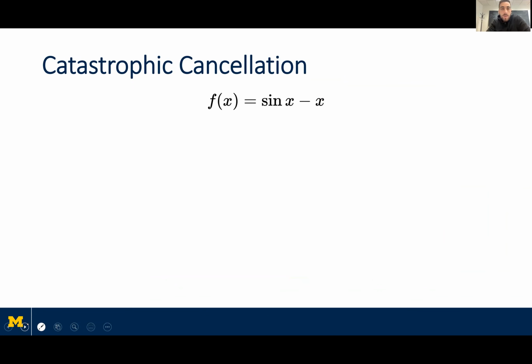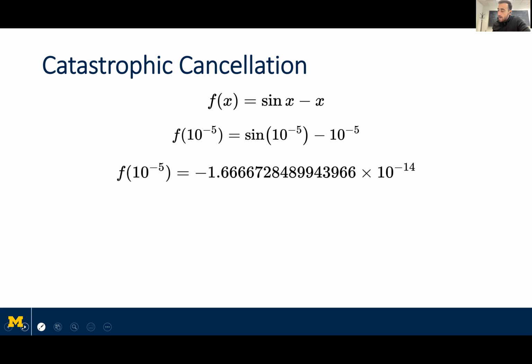And it turns out that what's happening is known as catastrophic cancellation or loss of significance or some other name that I'm not familiar with. But basically, here's what's happening. Consider this function, sine x minus x. Suppose I evaluate it at a very small value, like 10 to the minus 5. Well, if you do it to arbitrary precision, the actual answer is this. Okay, it's some really small number, 10 to the minus 14.